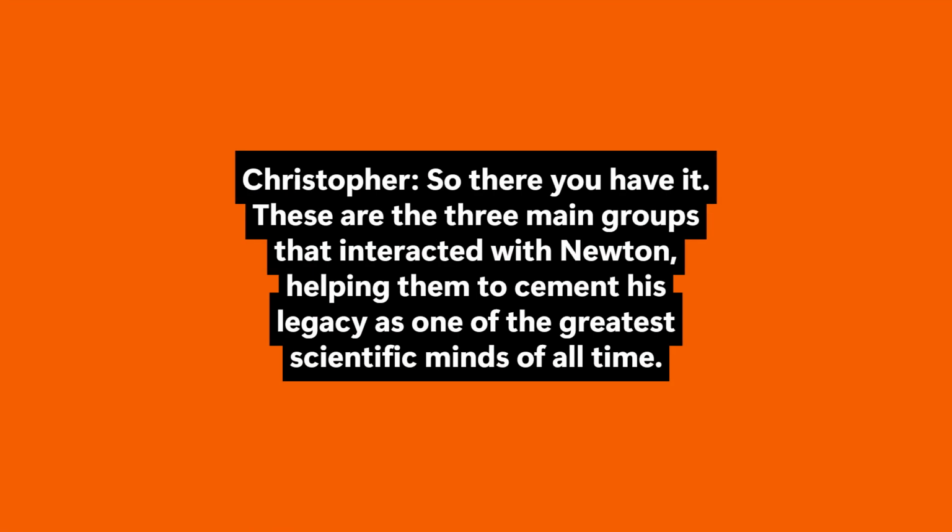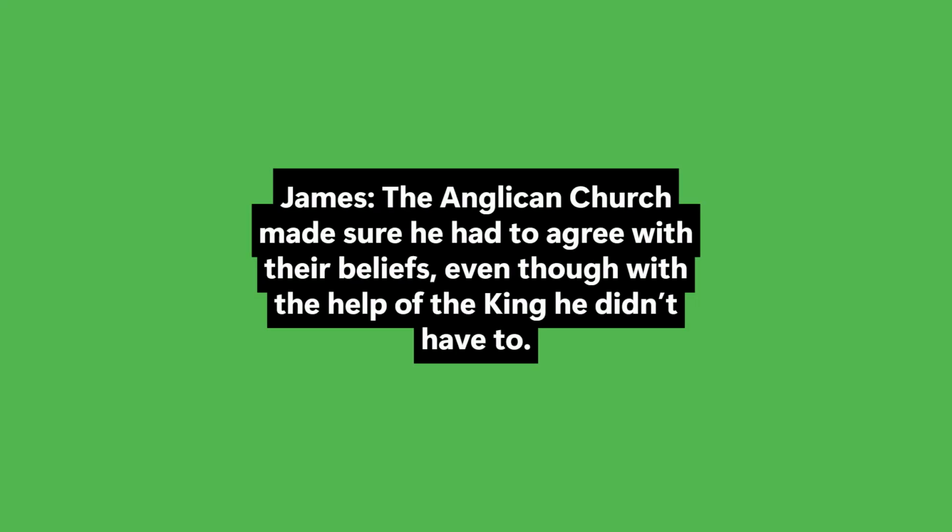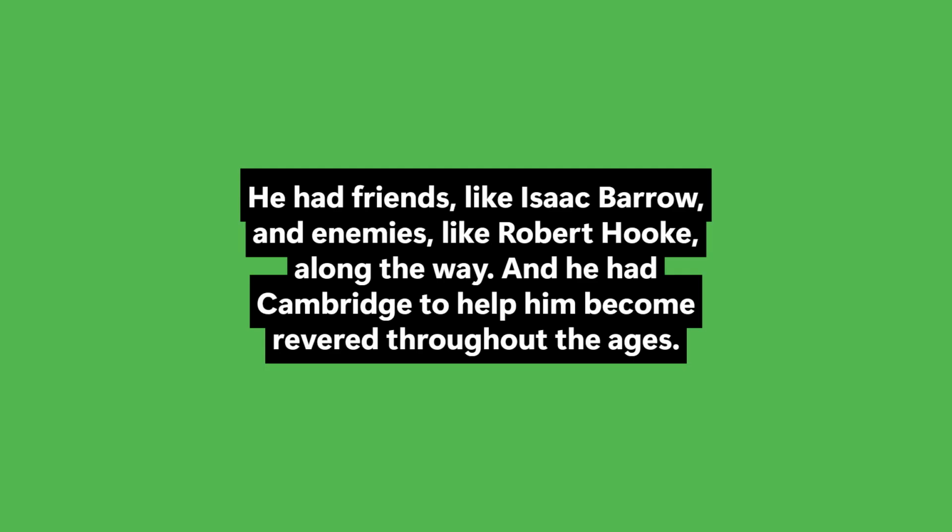So there you have it. These are the three main groups that interacted with Newton, helping cement his legacy as one of the greatest scientific minds of all time. The Anglican Church made sure he had to agree with their beliefs, even though with the help of the king he didn't have to. He had friends like Isaac Barrow and enemies like Robert Hooke along the way, and he had Cambridge to help him become revered throughout the ages.